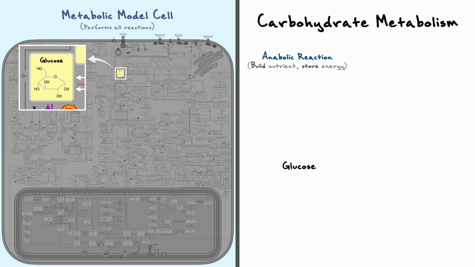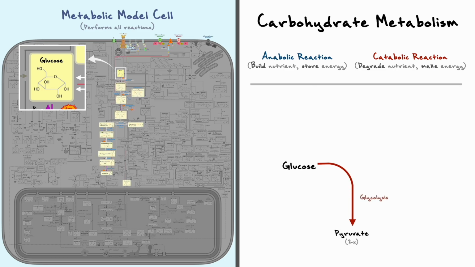Anabolic reactions typically serve to build nutrients and store energy, and on the other hand, catabolic reactions typically serve to degrade nutrients and make energy. So, if we imagine that the cell wants to obtain some energy, the catabolic pathway to degrade glucose is called glycolysis, and you can see on the left the numerous reactions it takes to do so.